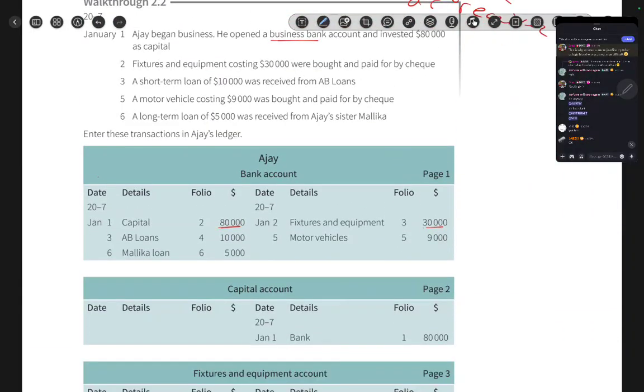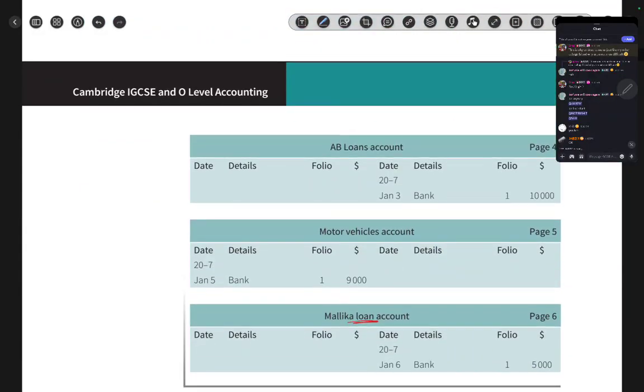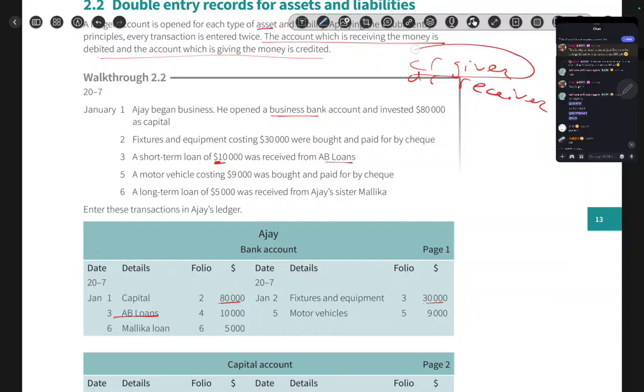Next, a short-term loan was received from AB Loans. What's happening here? Where are we receiving the loan? We're getting this money in terms of money, right? We're getting it in our bank account. So our bank balance increases. We record it on the debit side of the bank account. And what's causing it to increase? AB Loans. So we go to the AB Loans account and we credit the account. AB Loans is giving the money, and that's why we credit the giver.